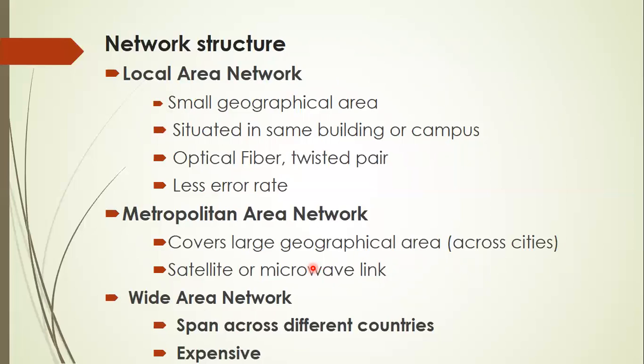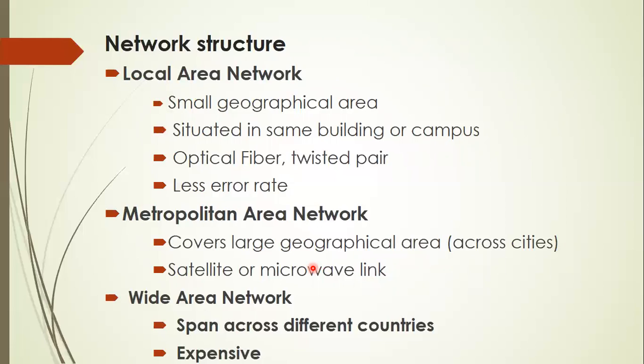Some of the ways in which the different computers in a local area network can be connected are optical fibers, twisted pair, telephone line, etc. Since the distance from one computer to another is very small in a local area network, the error rate is less. If you connect different computers scattered across different cities, such a network we call a metropolitan area network. To connect the computers in a metropolitan area network, we go for either satellites or microwave link.